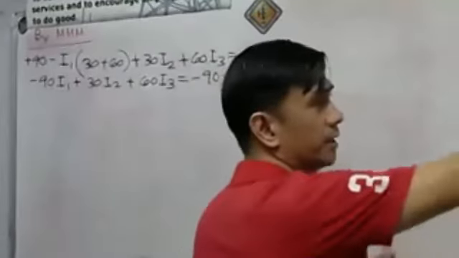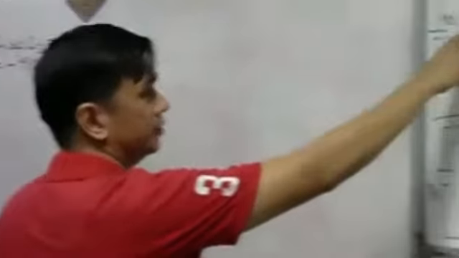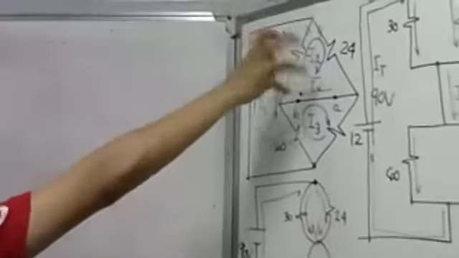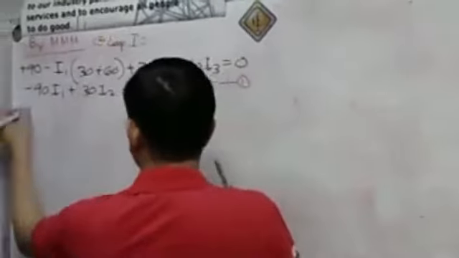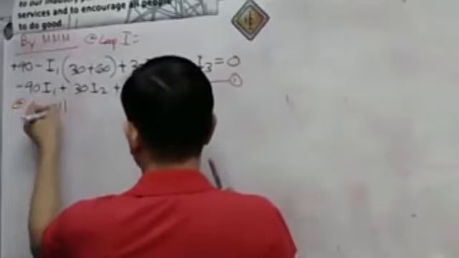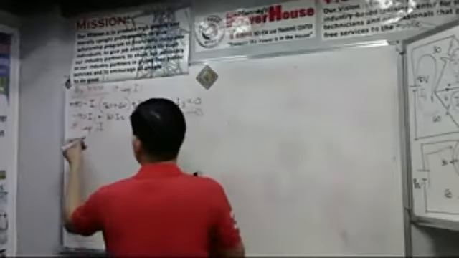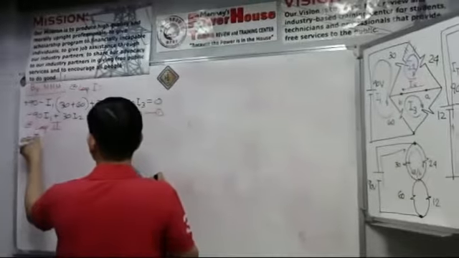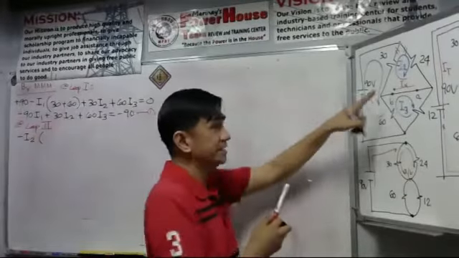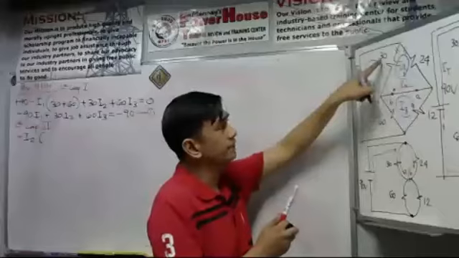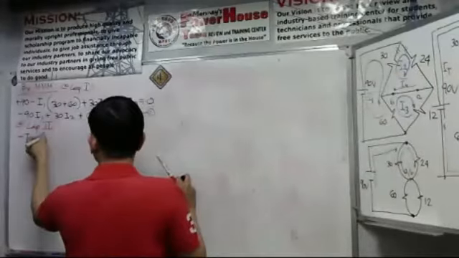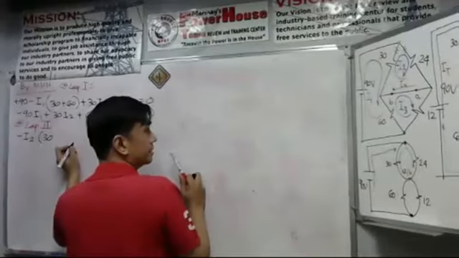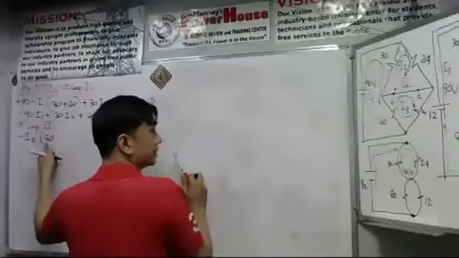Then for loop 2, where our circulating current I2 flows, there is no voltage source here. So that is negative I sub 2. Remember, this is at loop 1. What about at loop 2? At loop 2, we have negative I sub 2 multiplied by the loop resistances at this loop. So we have 30 and we have 24, so 30 plus 24.